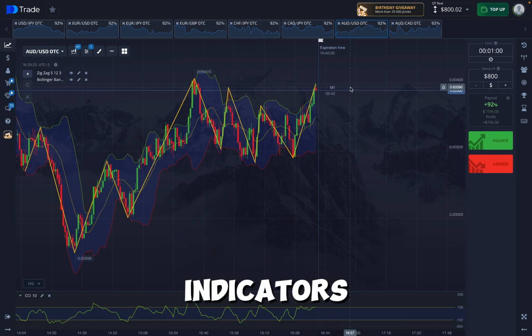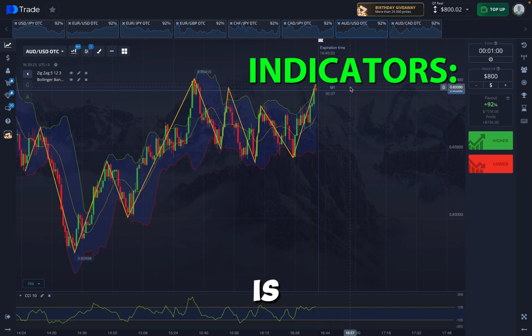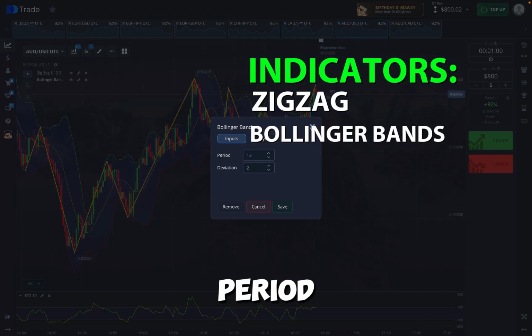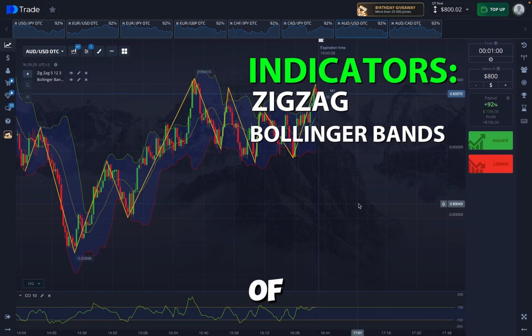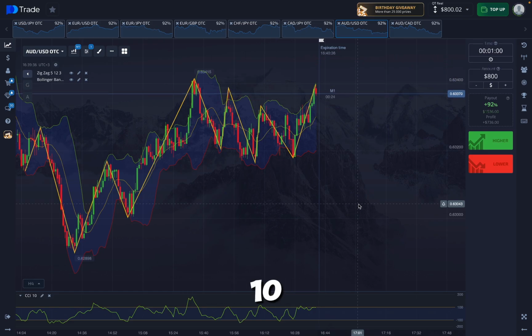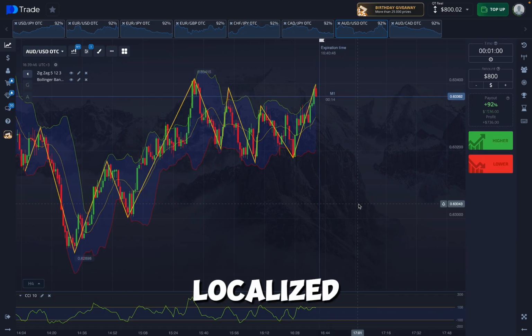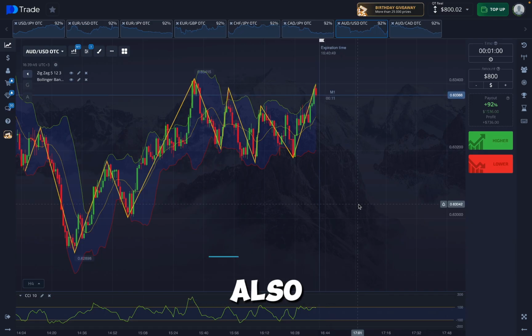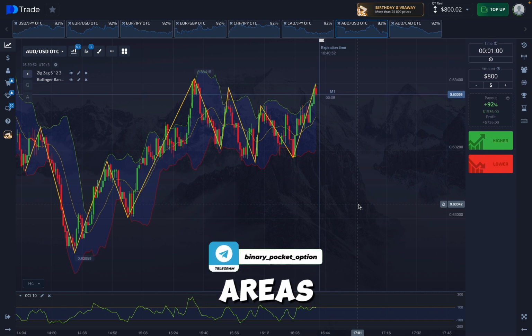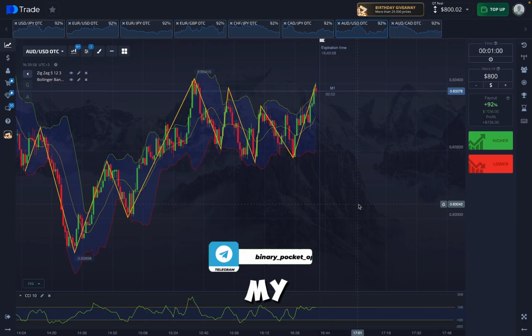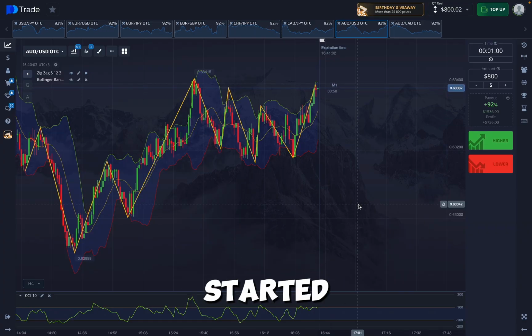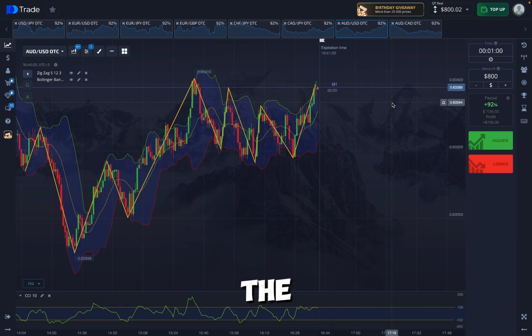Actually, now the following indicators are being analyzed. It is a zigzag, Bollinger Bands with a period of 13 and deviation of 2. And as I use in most cases CCI oscillator with period 10 for trading on the minute time frame, this oscillator helps me a lot. In general, today we will follow the channel movement, the localized maximums and minimums, and also observe the overbought and oversold areas. I have made a detailed analysis, so I will be absolutely sure in each of my open trades. Let's get started. And let's pick up the first currency pair.